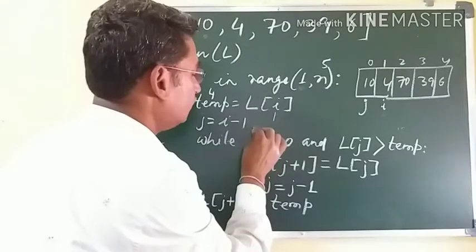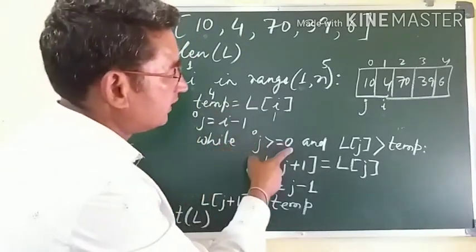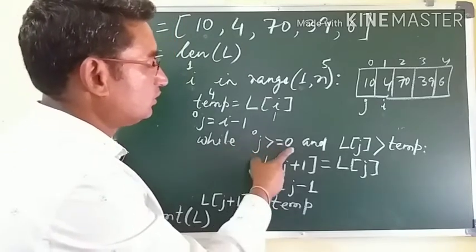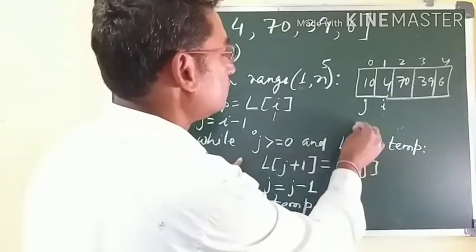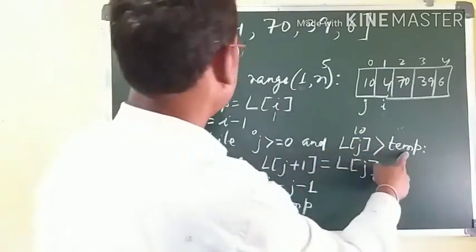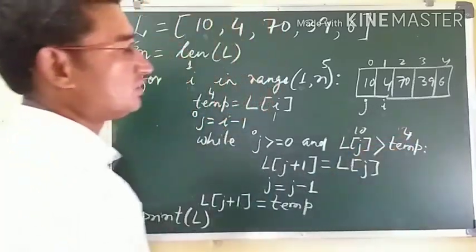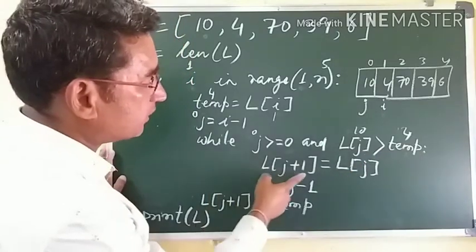Now the value of J is 0 here. 0 greater than or equal to 0. It is not greater than, but 0 equals 0, so this condition is true. Now L of 0 is 10. 10 greater than temp. The value of temp is 4. 10 greater than 4, this condition is true. If this condition is true, then you have to assign L of J plus 1.